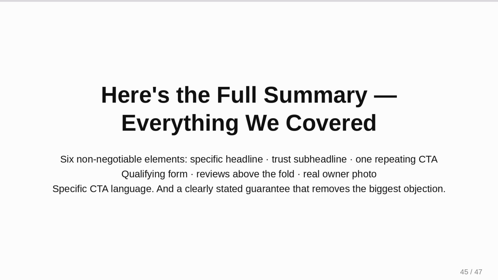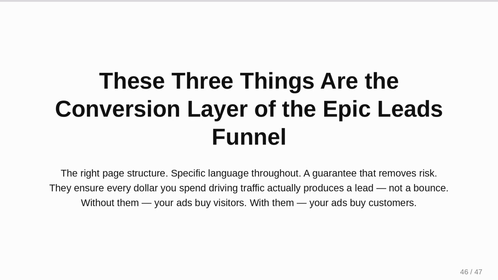And a clearly stated guarantee removes the biggest objection standing between a homeowner and filling out your form: the fear of making a wrong decision. You are probably already delivering on whatever you guarantee. You just haven't been saying so. These three things: the right page structure, specific language throughout, and a guarantee that removes risk, are the conversion layer of the Epic Leads funnel. They are what ensure that every dollar you spend driving traffic actually produces a lead instead of a bounce.